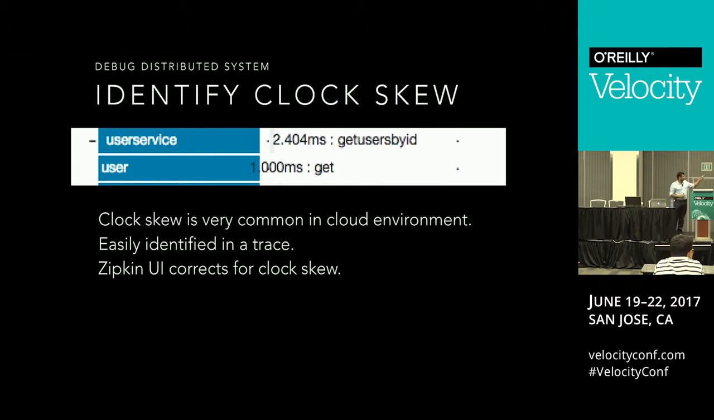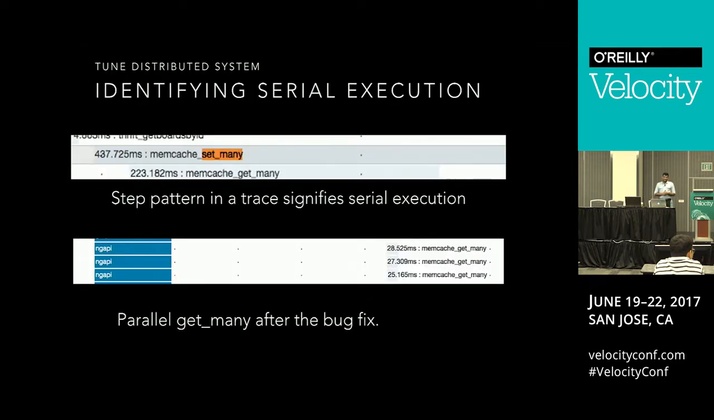So in this case, you would see that the user is another service. It should be called after the user service, but if you see the timeline, it's actually called before. And the reason that happens is because there is clock skew between those machines. So that's one way to identify clock skew. That's to debug issues, right?